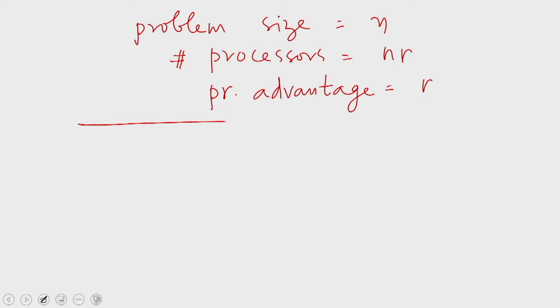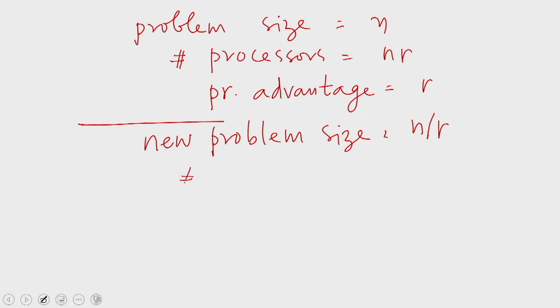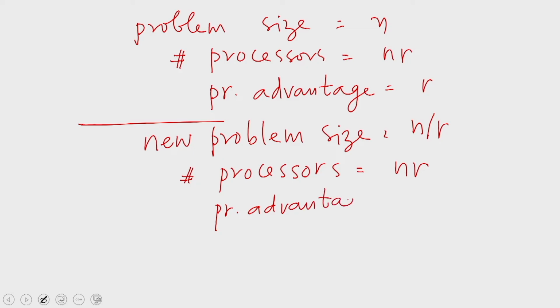Now, after one invocation, the new problem instance has a size of n by r. That is because we have one element coming out of every single segment and there are n by r segments. So, the new problem size is n by r. The number of processors is the same, we still have nr processors. Therefore, the processor advantage is nr divided by n by r, the number of processors divided by the new problem size, which is r squared. That is, the new problem size is n by r and the new processor advantage is r squared.